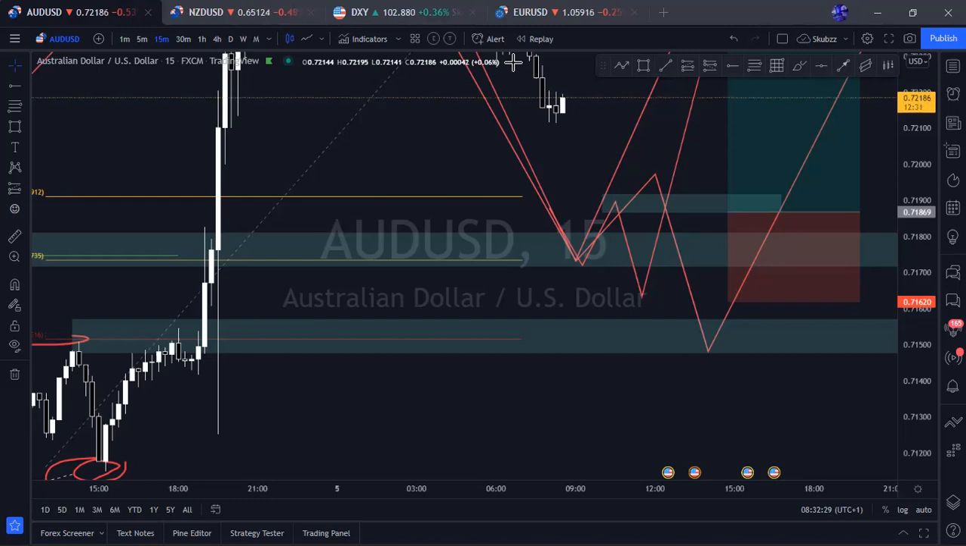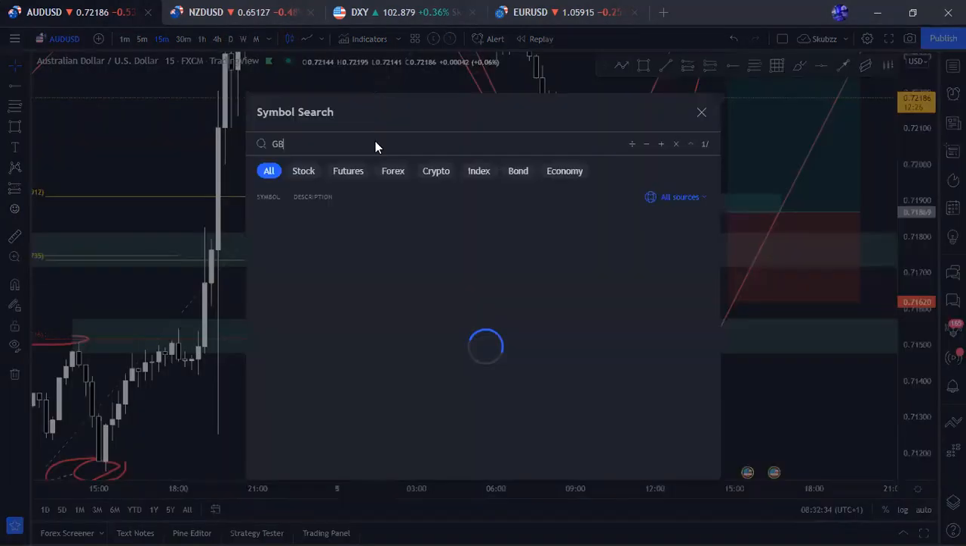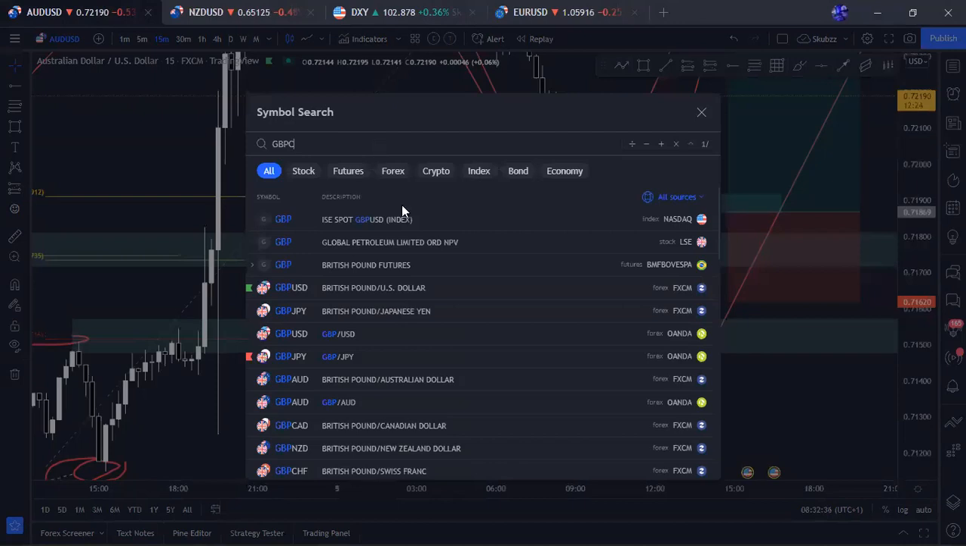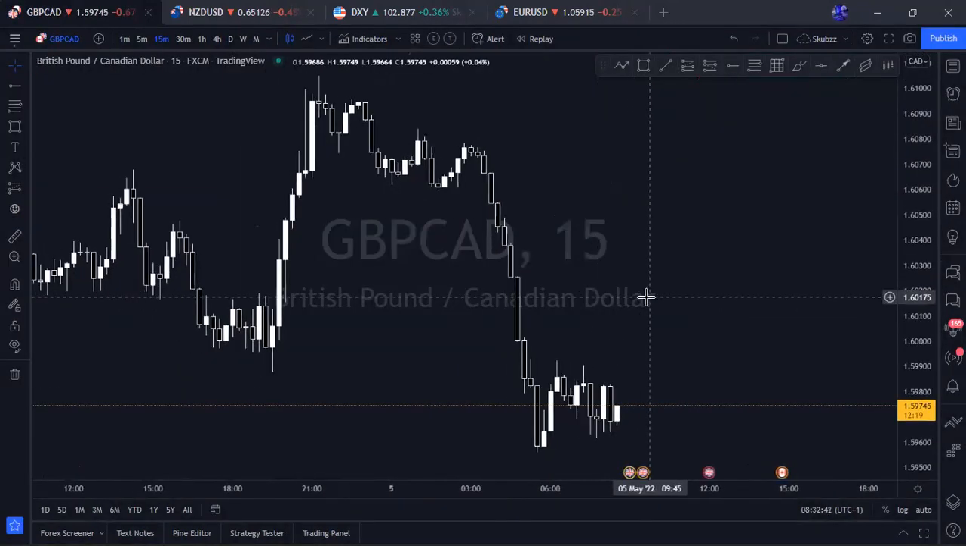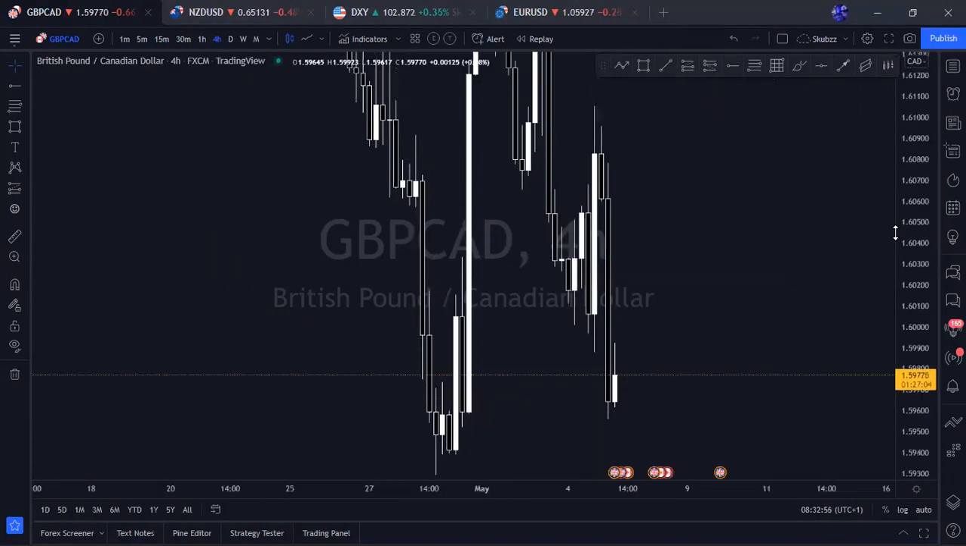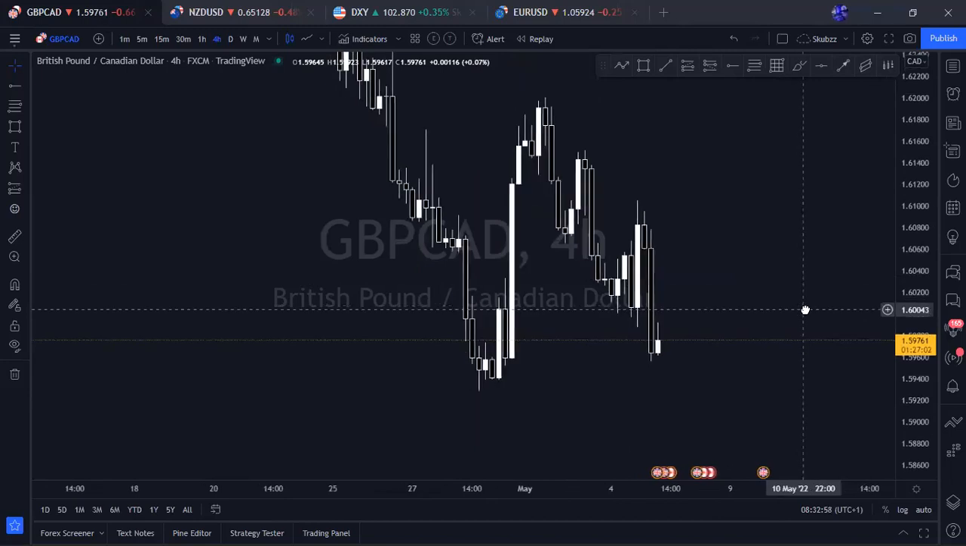Okay, someone dropped a pair. Okay, GBP CAD. Let's see. Let's take a look at GBP CAD. Let's start from the 4H.